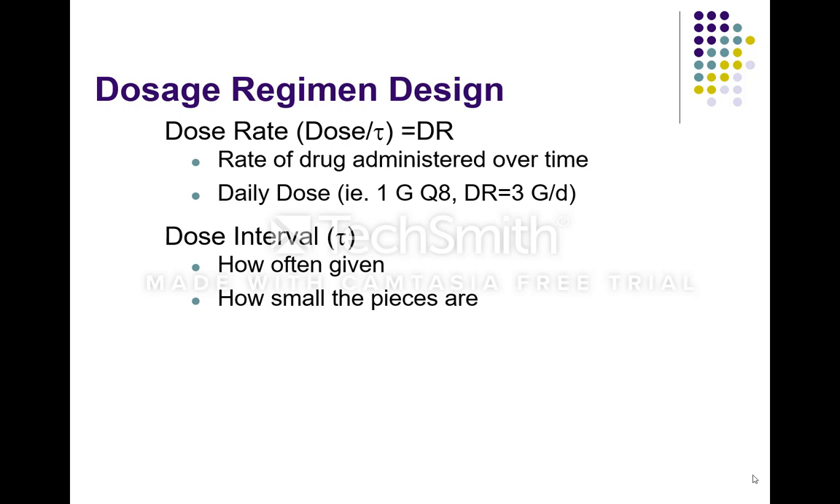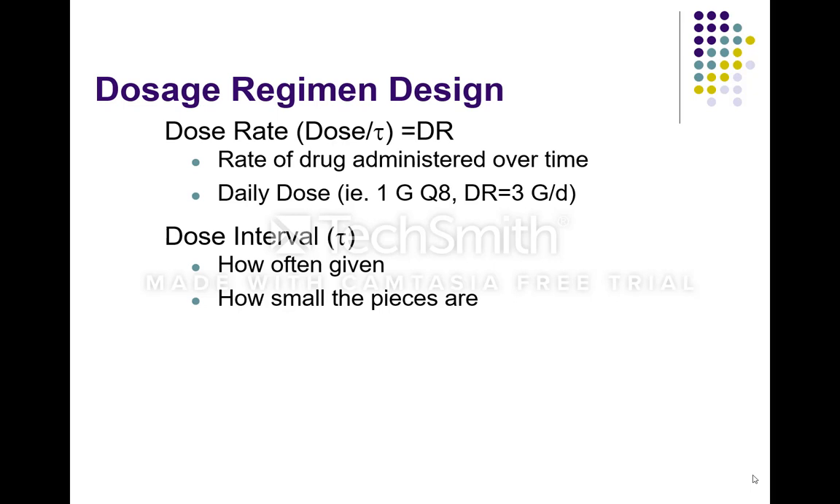So if we're giving, gotta think something that's easy to divide by. If we're giving 600 milligrams every 12 hours, what's our dose rate? If we're giving 600 milligrams of a drug every 12 hours, what's our dose rate? 50 milligrams an hour, right?